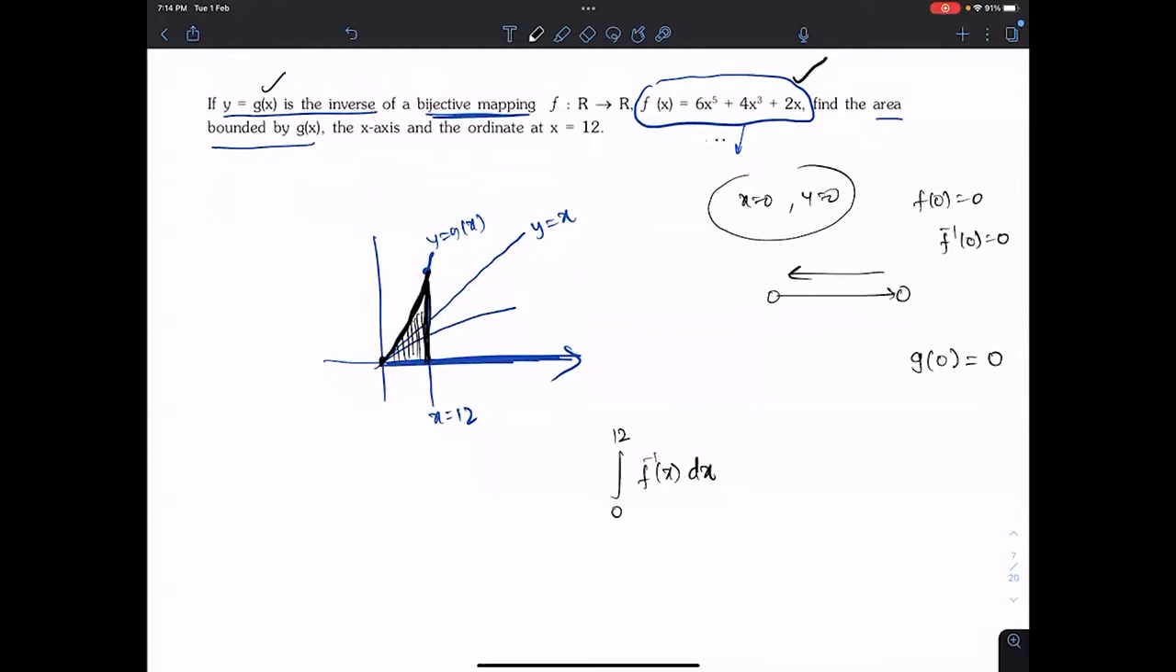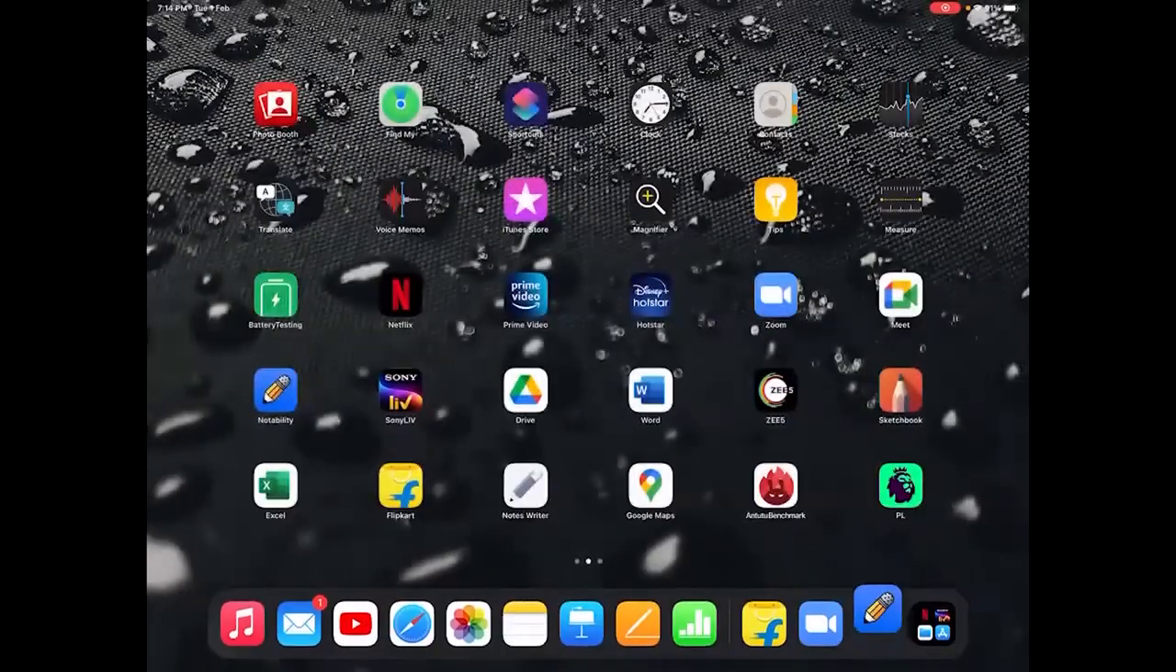Now, how to find this integral, guys? We know what is f of x, but we need to find the integral from 0 to 12 of f inverse x. Anyone? What do we have to do?